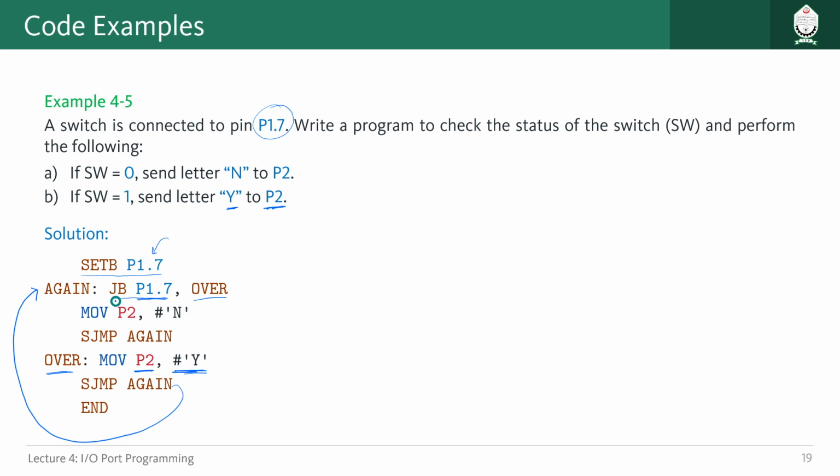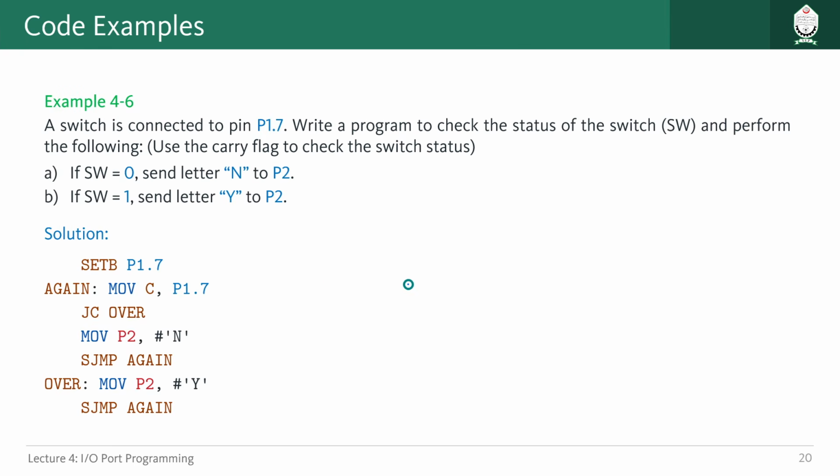Then after doing that, you are going to go to your initial label here again. You are going to monitor the condition of pin 1.7, and if this is not 1, let's say the switch is pressed such that SW is 0, then we are not going to go to over. We are going to go to the next line, it can skip, and we are going to write the ASCII value n to our port 2. In this way again we are going to go to the label again. So in this way this particular code will work continuously in an infinite loop.